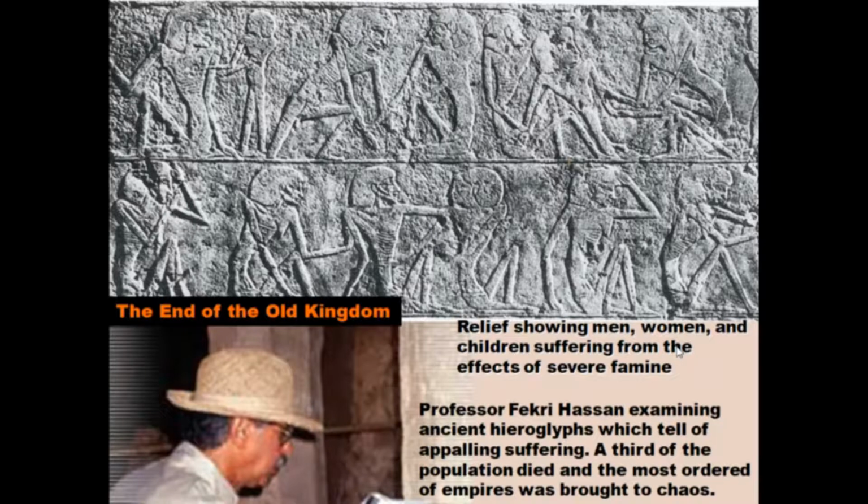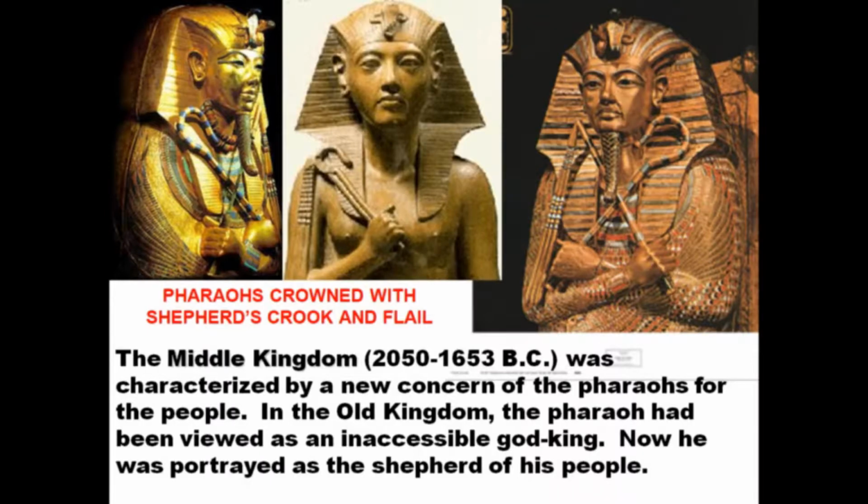Relief showing men, women, and children suffering from the effects of severe famine, as we see on this wall. Pharaohs crowned, with shepherd's crook and flail. The Middle Kingdom was characterized by a new concern of the pharaohs for the people. In the Old Kingdom, the pharaoh had been viewed as an inaccessible god-king. Now he was portrayed as the shepherd of his people.